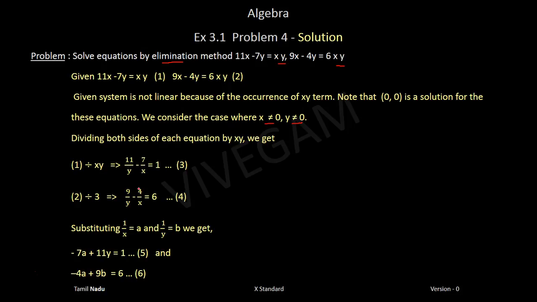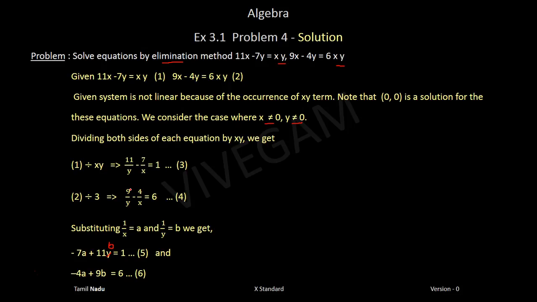Which means now you have these two different equations. This is okay for us, but again this also is not straight away solvable. We need to do a little work on this. Now what we do is that we'll replace 1 by x as a and 1 by y as b. So substituting 1 by x equal to a and 1 by y equal to b, what will happen? This will become 11b, right? I'm sorry, here I've written 11y, it is 11b. Okay, this will become 11b and this will be minus 7a. So minus 7a plus 11b equal to 1.